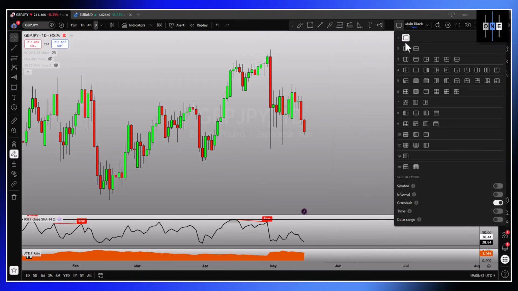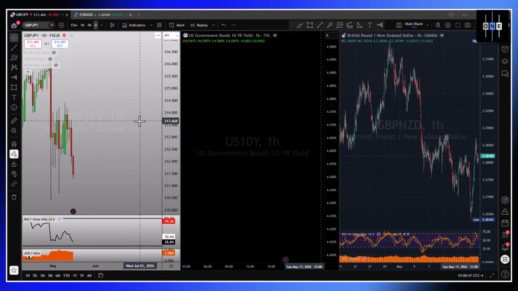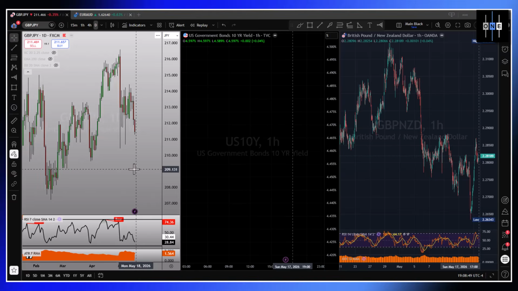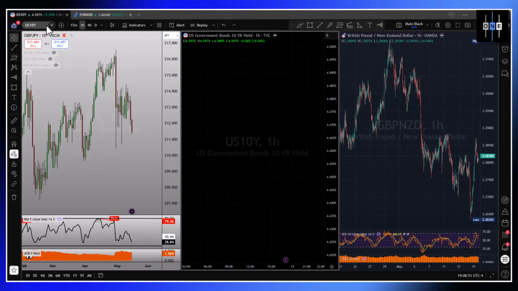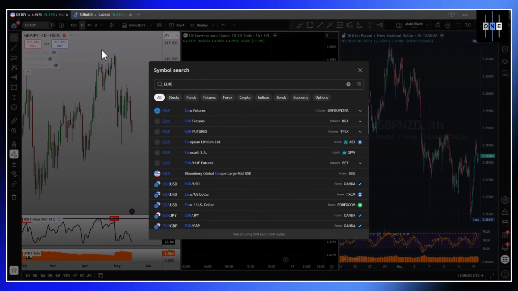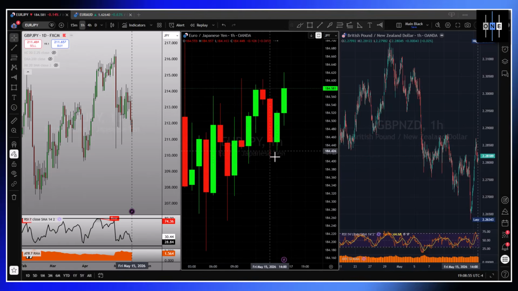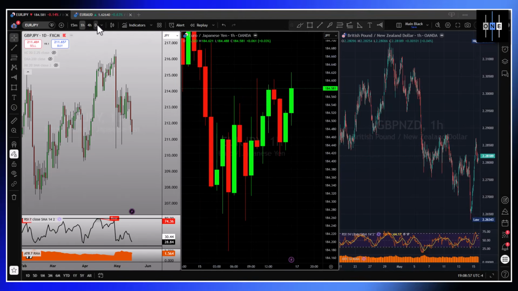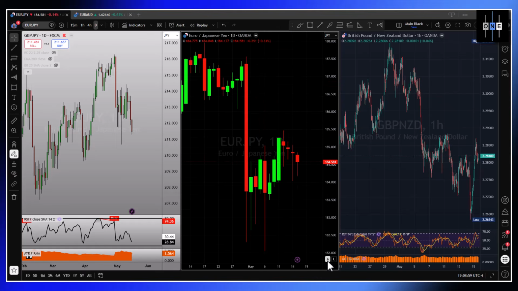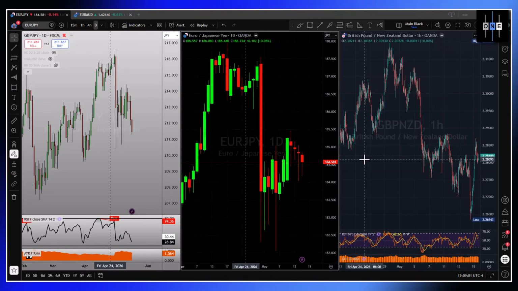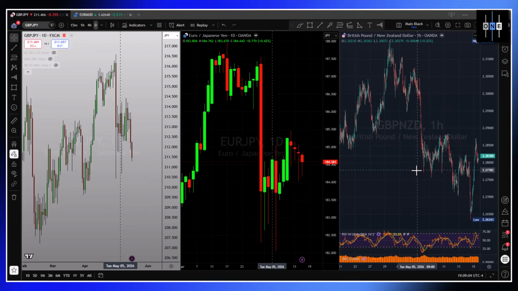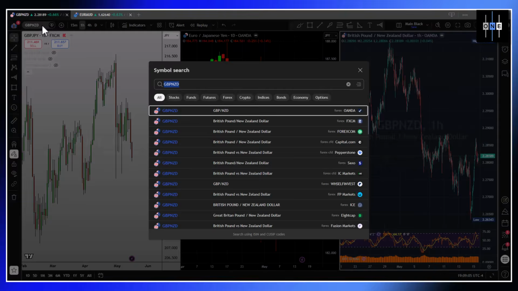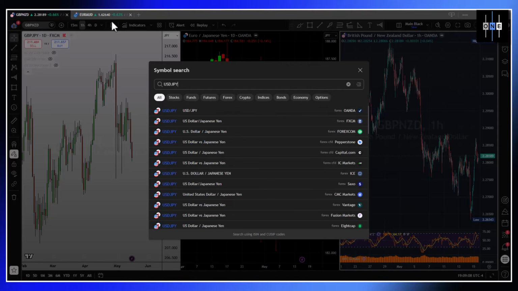Let's do a try screen here. If we take a look at, this is going to be pound yen over here on my far left. And then let's make this euro yen here in the middle. Daily chart here. There we go. Sorry about that. And then let's make this dollar yen, which is going to be the most different out of the 3.